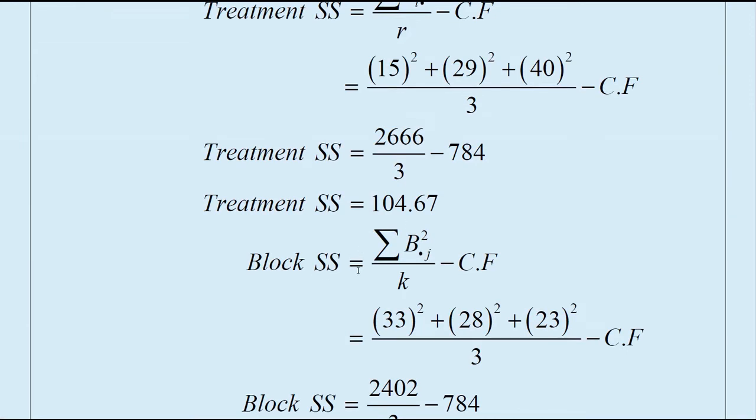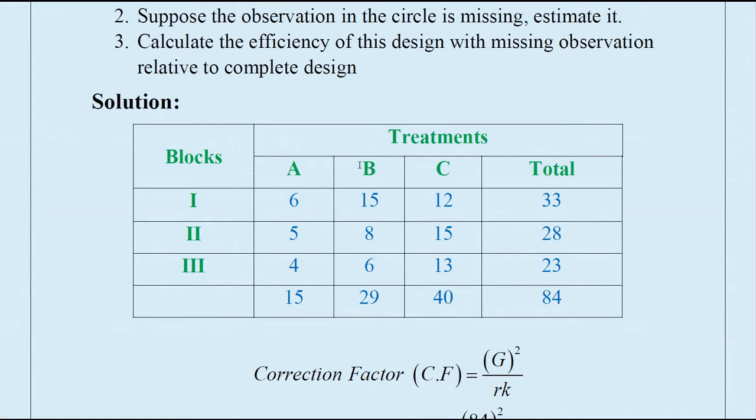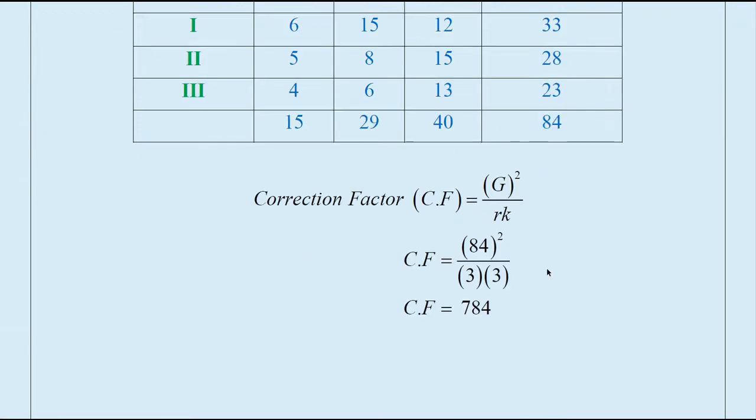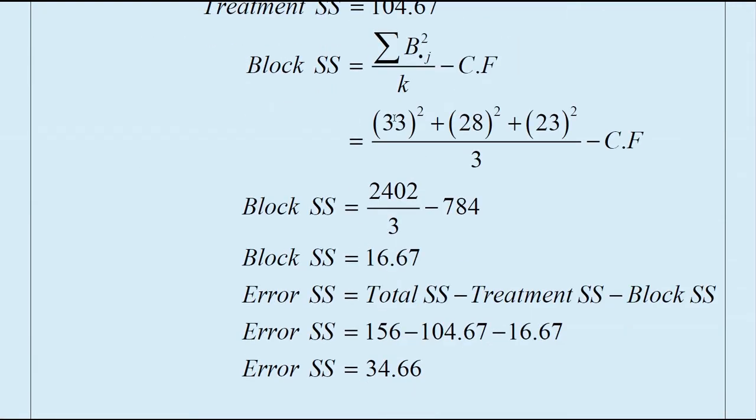What is the block sum of squares? The block sum of squares is equal to the summation of B dot J squared over K minus the correction factor. So we go for blocks. There is variation on the row side. So dot is shown for I and J for treatment. B dot J is used for blocks, and 33, 28 and 23 are the totals. 33 squared plus 28 squared plus 23 squared divided by 3 minus the correction factor. So this is the block sum of squares.